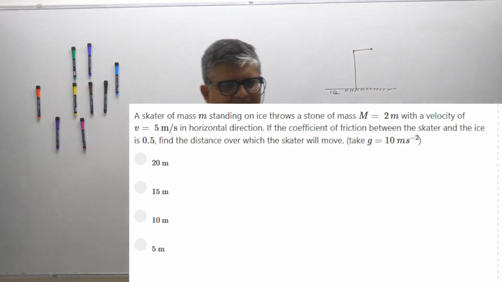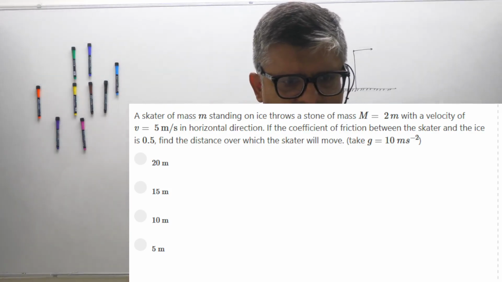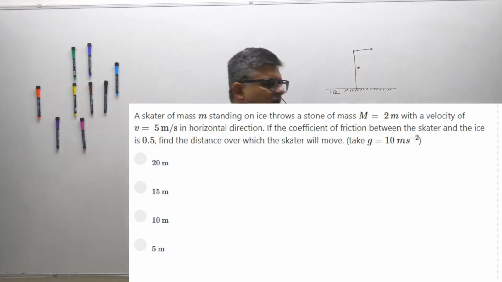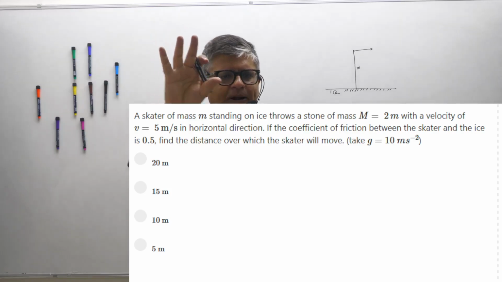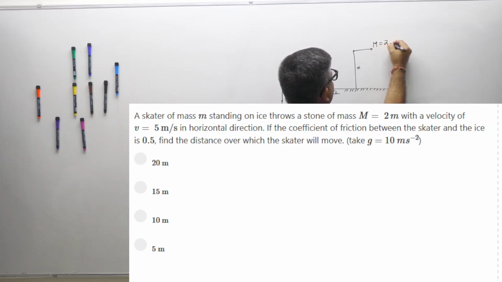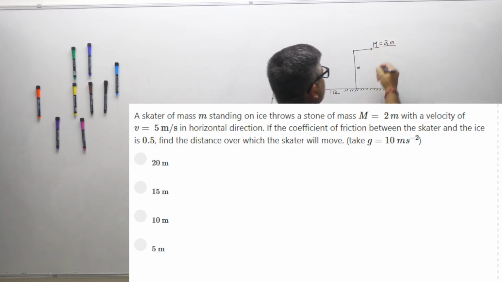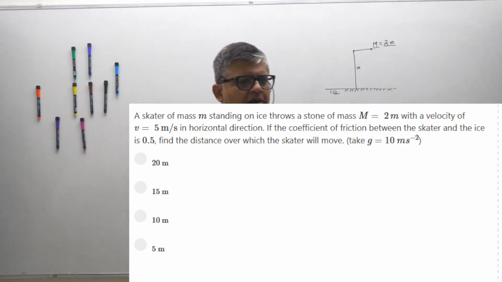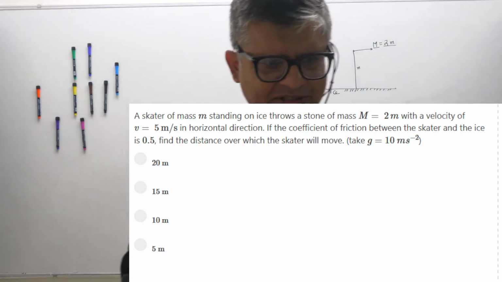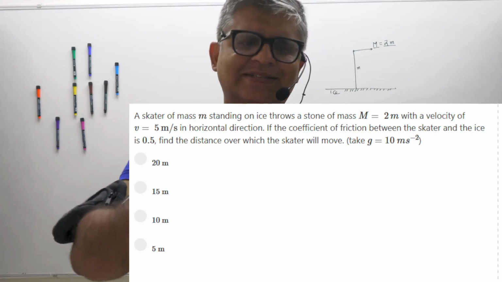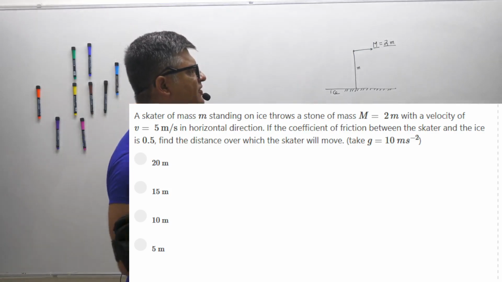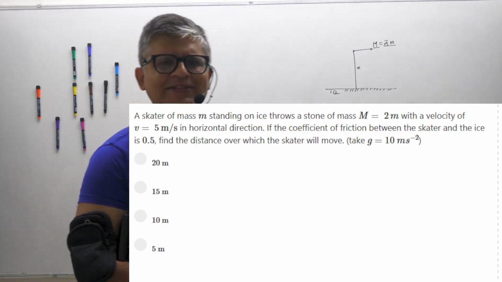The mass of the skater is m, and I'm just showing it as a point mass for all practical purposes. The stone which you have thrown is equal to 2m. You're throwing a stone, and underneath you have ice. I hope you have read the question and seen the choices. Our aim is to find the distance through which the skater will move as a consequence of throwing the stone. So let's analyze the question.